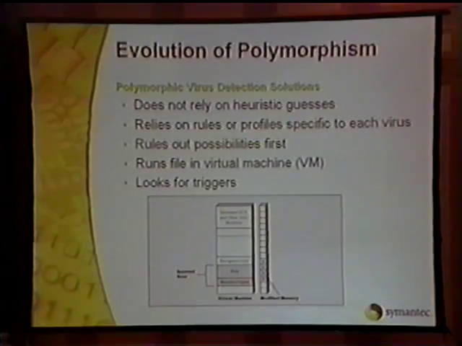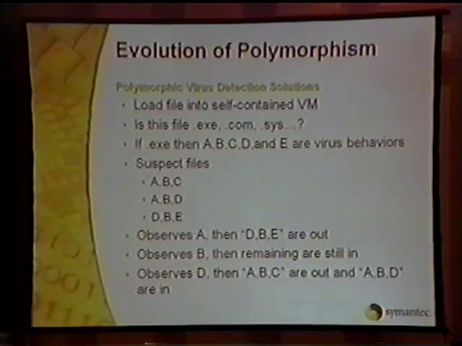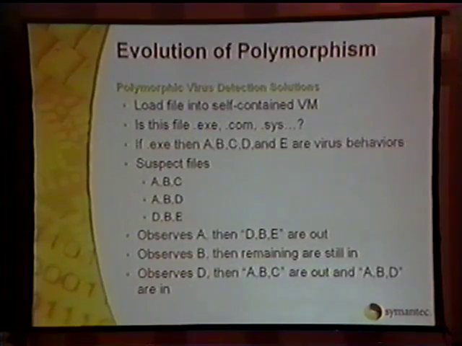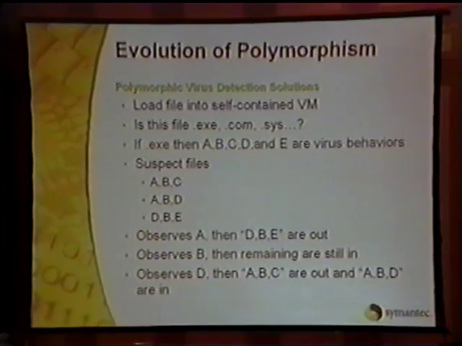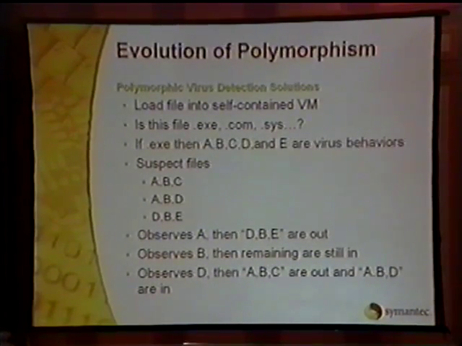So if this was a .exe, then we can rule out .coms, and we could rule out .sys, and we can rule out .bin, so we're only specific for the .exe files. And then it began to look for triggers. So basically what's happening here is the AV vendors began loading the file into a self-contained virtual machine, determining if this was a .com or .sys or .exe. And once they found out it was a .exe, then they knew that these specific .exe viruses had these characteristics. And these characteristics could be A, B, C, D, or E.